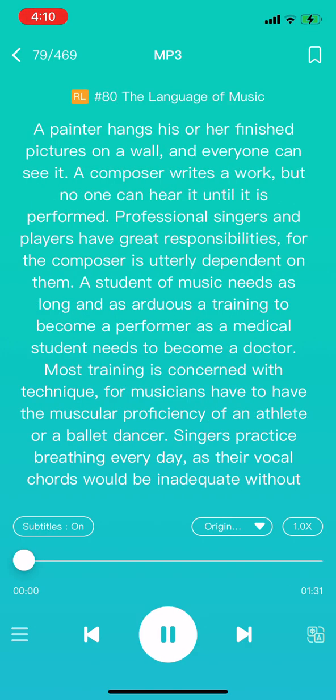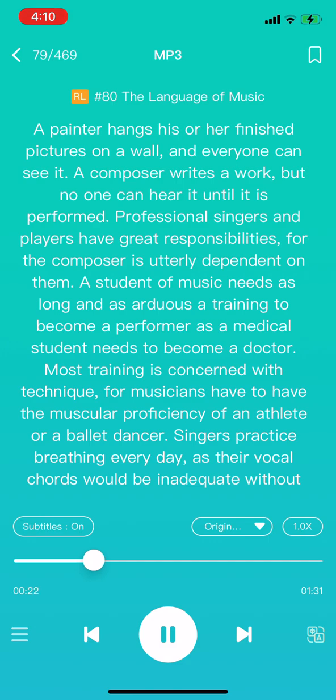A painter hangs his or her finished picture on a wall, and everyone can see it. A composer writes a work, but no one can hear it until it is performed. Professional singers and players have great responsibilities, but the composer is utterly dependent on them. A student of music needs as long and as arduous a training to become a performer as a medical student needs to become a doctor.